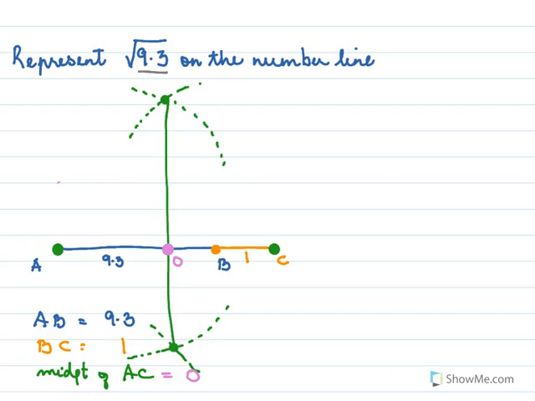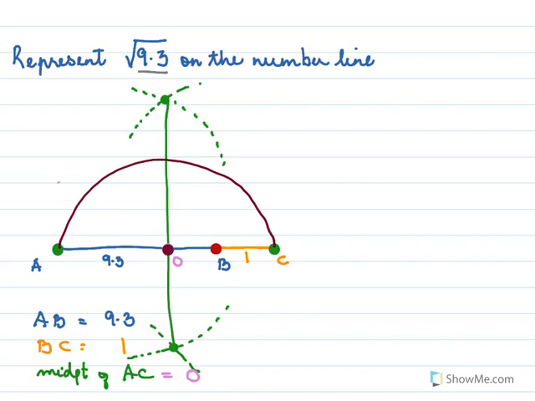Now keep your compass at O. You take OA as the radius on your compass and then draw a semicircle, and that semicircle will pass through C. Now for the last part, you keep again your compass at B and draw a perpendicular at B.